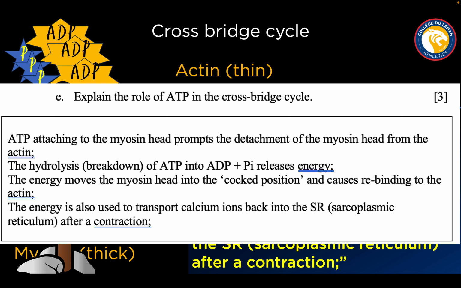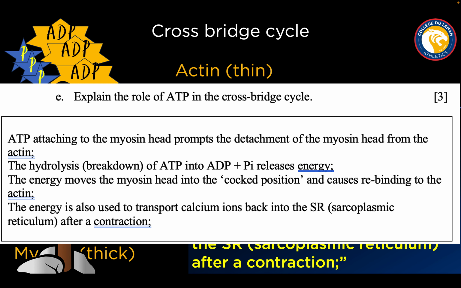So what have we got from that? ATP attaching to, so this is explaining the role of ATP. This was the question. ATP attaches to the myosin head and prompts the detachment of the myosin head from the actin. Yes, we got that. Hydrolysis, that's the breakdown of ATP to ADP, releases energy. Happy days. The energy moves the myosin head into the cocked position, causes the rebinding to the actin, and the energy is also used to transport calcium ions back into the sarcoplasmic reticulum.